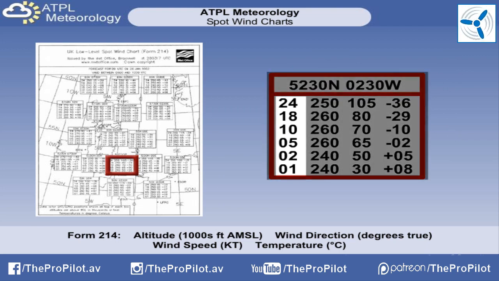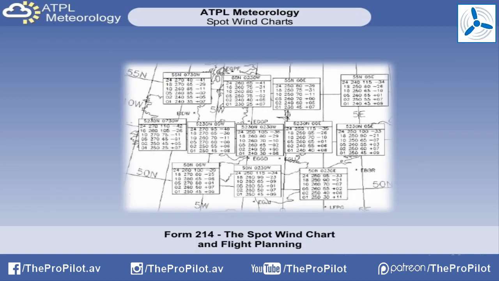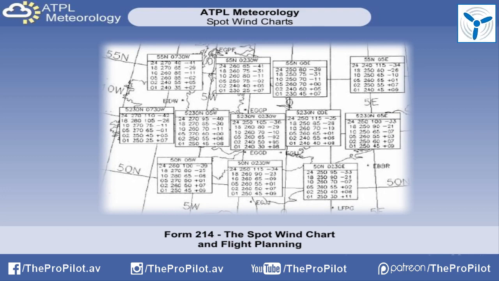The left-hand column gives the altitude in thousands of feet above sea level. The next, the expected wind direction in degrees true at that level. Next follows the wind speed in knots. And finally the temperature in degrees Celsius with either a positive or negative prefix. So, as you can see, interpreting the spot wind chart is very simple.